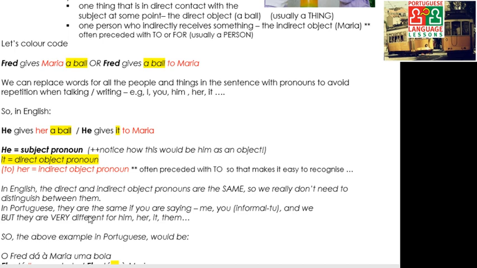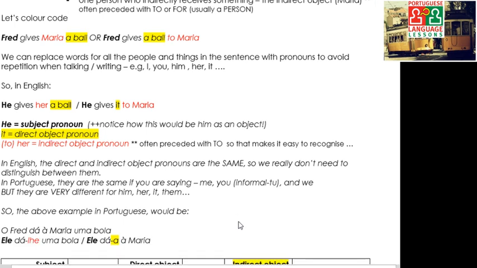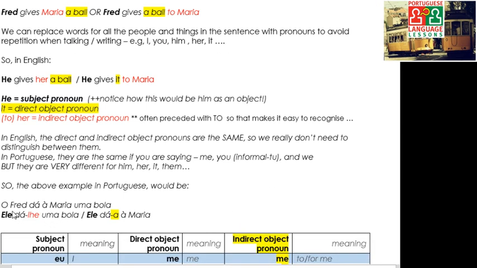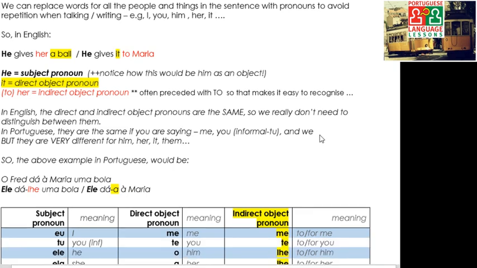But in Portuguese, they are the same if you're saying me or you and we, but they're very different when you're dealing with words like him, her, it, them, which we very often are talking about. So, in Portuguese, we'd say, o Fred dá a Maria uma bola. And so substituting the words Fred and Maria, ele dá-lhe uma bola, ele dá a Maria. Okay, so we're coming across now this lovely word, lhe, which is the indirect object pronoun.